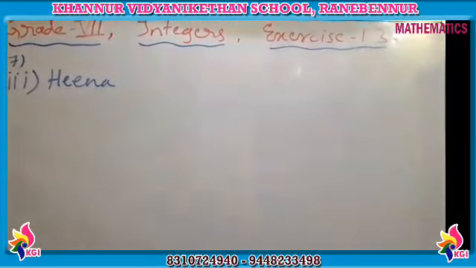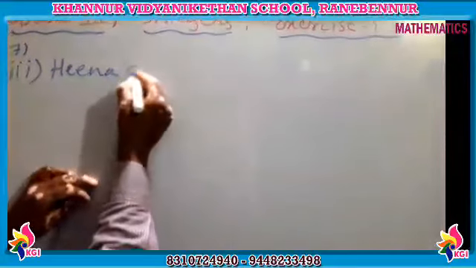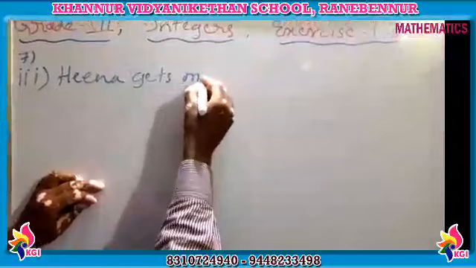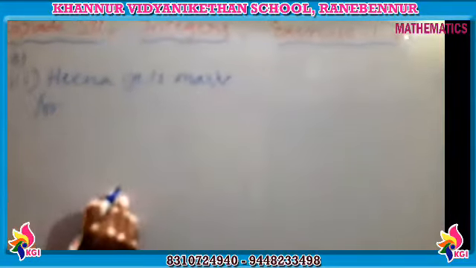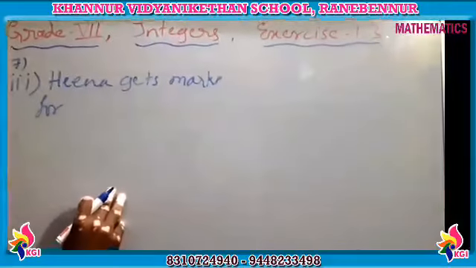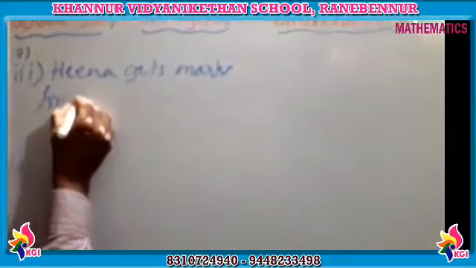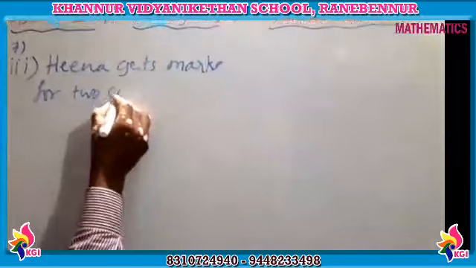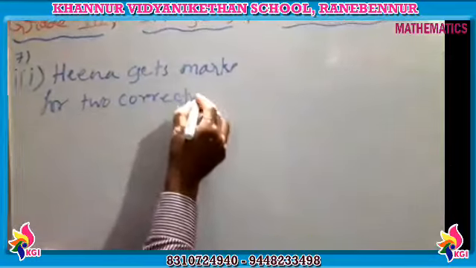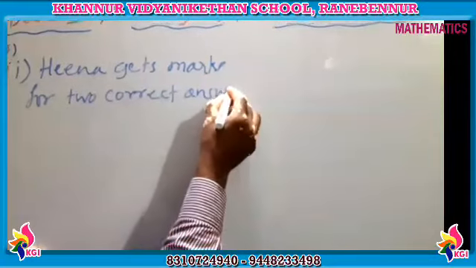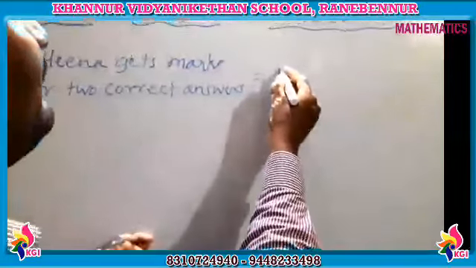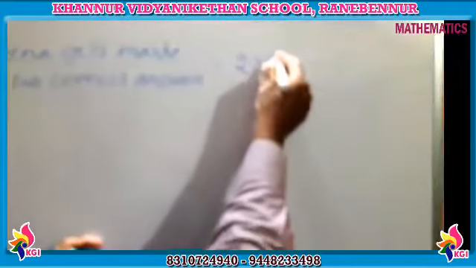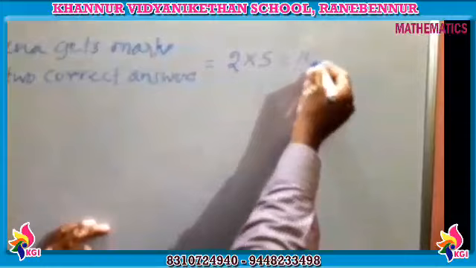She gets marks for how many correct answers she has given? She has given 2 correct answers. So how many marks are awarded for her correct answers? 5 marks. But how many has she given? 2 correct answers she has given. So 2 5s are how much, children? It is 10.